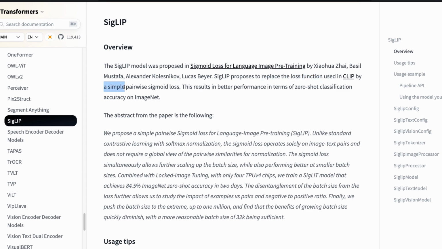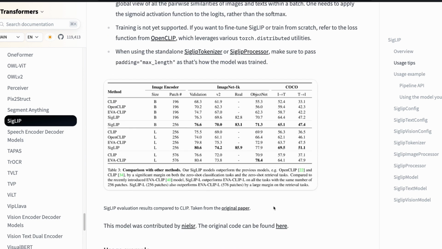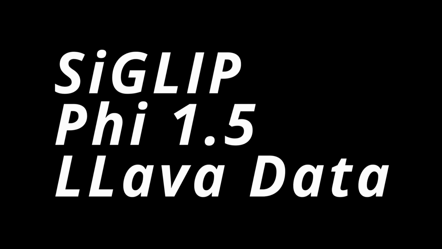SigLIP proposes to replace the loss function used in CLIP by a simple pairwise sigmoid loss. And you can see that this particular change has made this model more efficient. In fact, it has made them tune the model with only 4 TPU chips, like the tensor processing unit. And you can see the model is also doing better on multiple benchmarks. So this model, MoonDream V1, uses SigLIP along with two other important components.